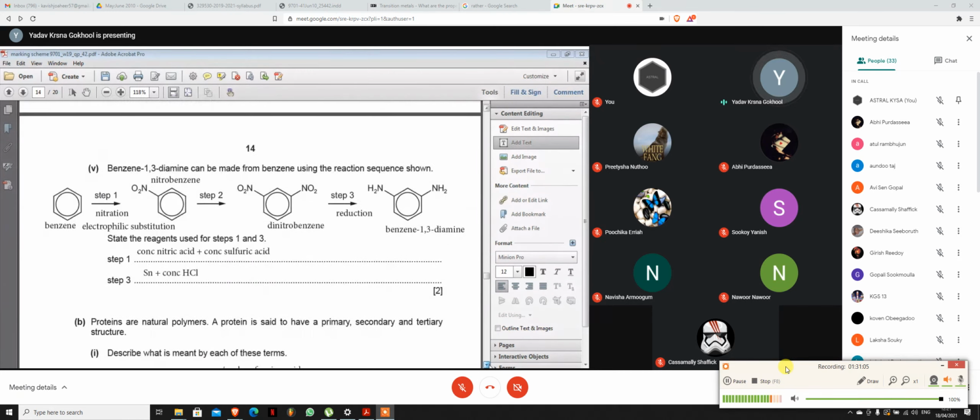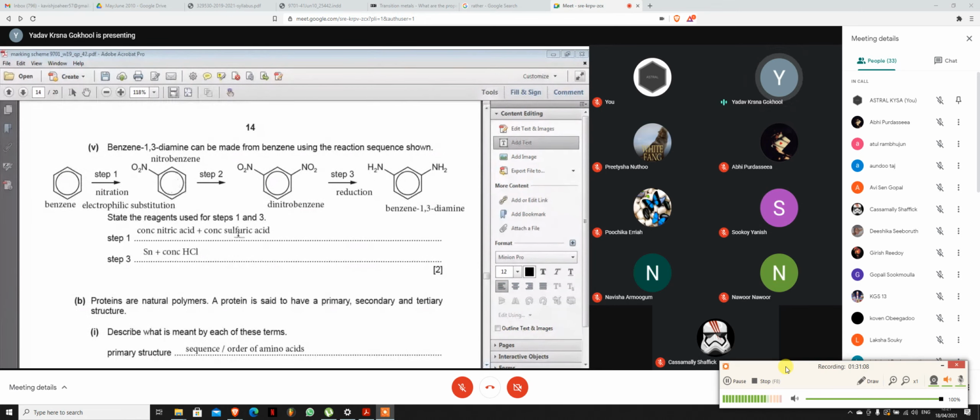Here, very simple one. Nitration, nitrobenzene, electrophilic substitution, NO2 to become NH2 reduction. I don't know why Cambridge has not put concentrated. Sometimes they ask about concentrated. I think we should add the concentrated one.